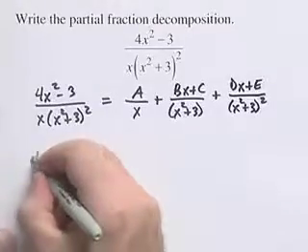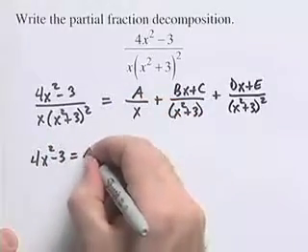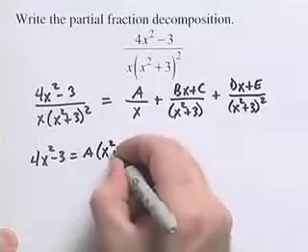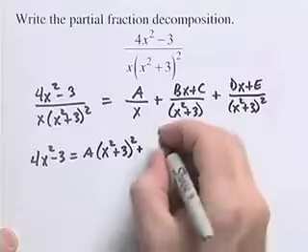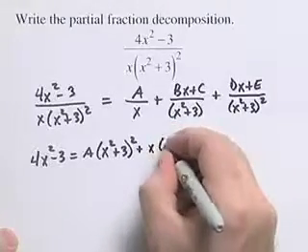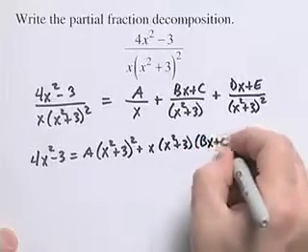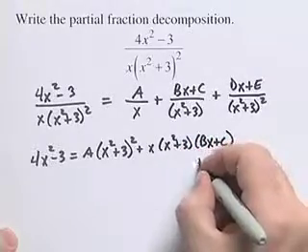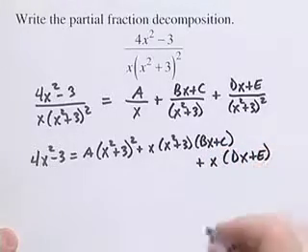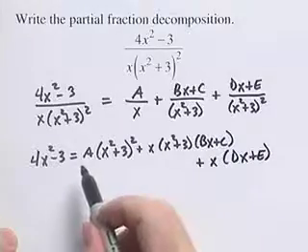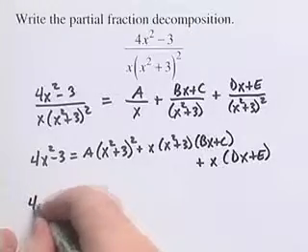That'll give us the identity 4x squared minus 3 is equal to a times (x squared plus 3) quantity squared, plus x times (x squared plus 3) times (bx plus c), plus x times (dx plus e). Now we need to collect like terms. When we do that, we're going to get an equivalent equation.